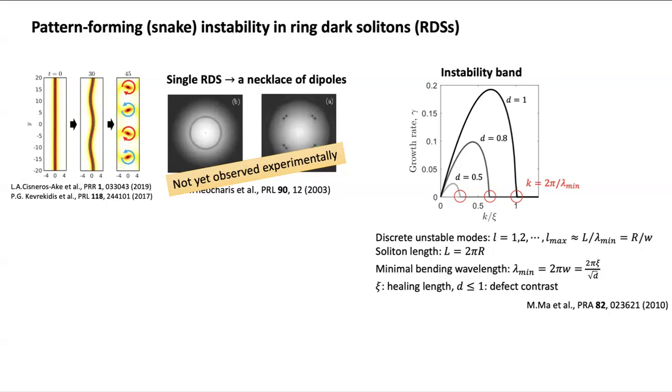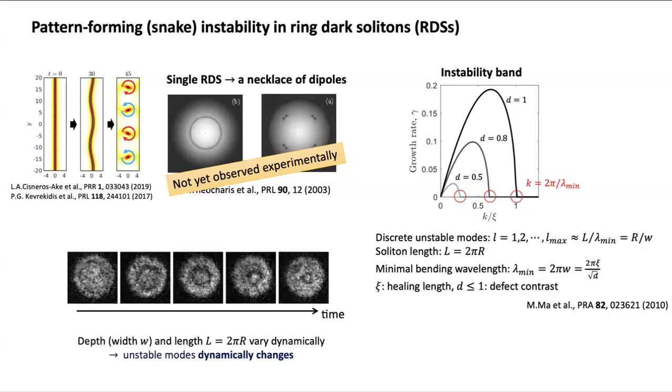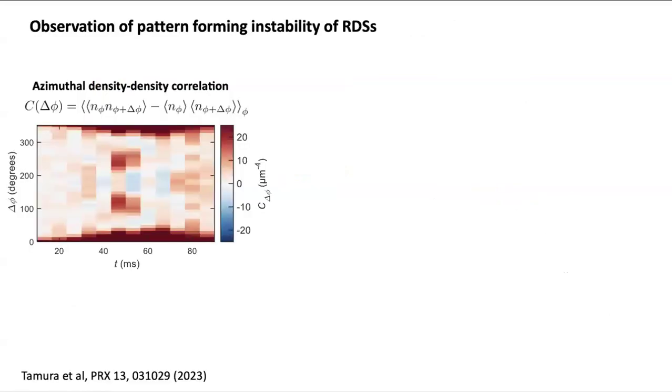Because this ring soliton is a soliton that wraps back to itself, you only have so many unstable modes, proportional to the radius divided by the width of the soliton. So when the soliton shrinks down, it gets deeper and deeper, and the instability band gets larger and larger. When the soliton shrinks down, it gets deeper, more and more unstable, and starts to distort. And that's basically what we observed in the experiment.